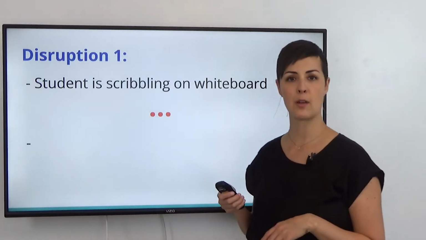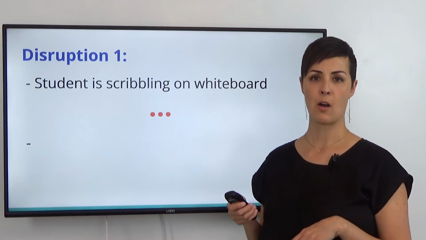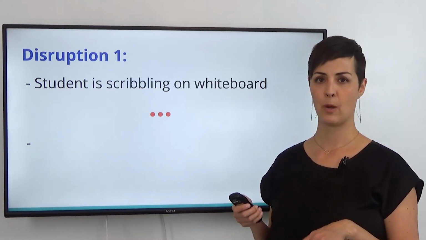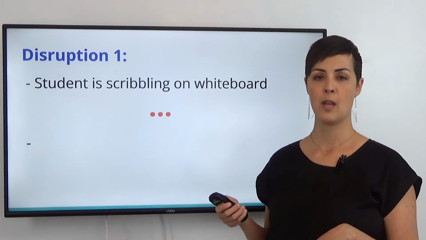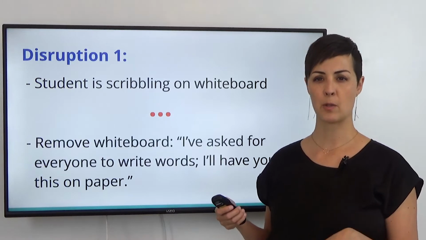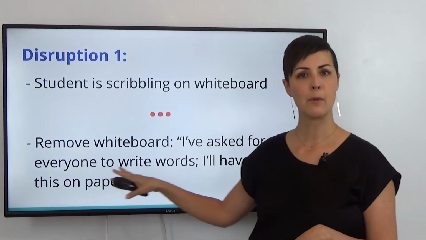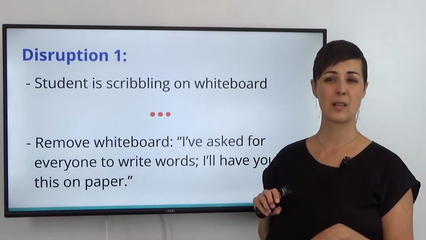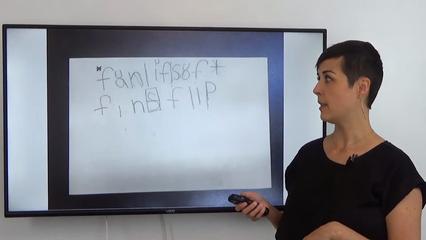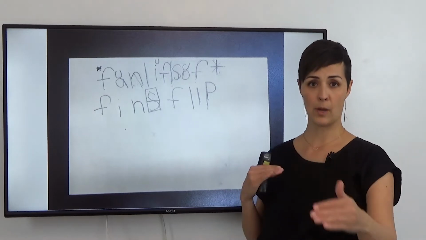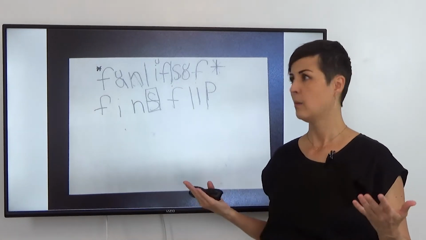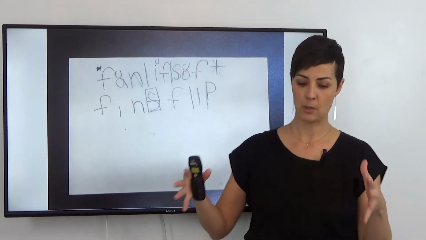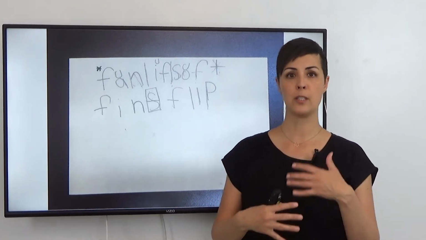Okay, here's the first disruption: the student is scribbling on a whiteboard. What would you do, a redo or a removal? And we've kind of already talked about this one, so probably it would make most sense to do a removal of the whiteboard and say, I've asked for everyone to write the words, I'm going to have you do this on paper. And then what I'm going to do is trade the student the whiteboard for the paper, because I keep half sheets of paper up near my instructional area so that I can quickly do that if I need to.